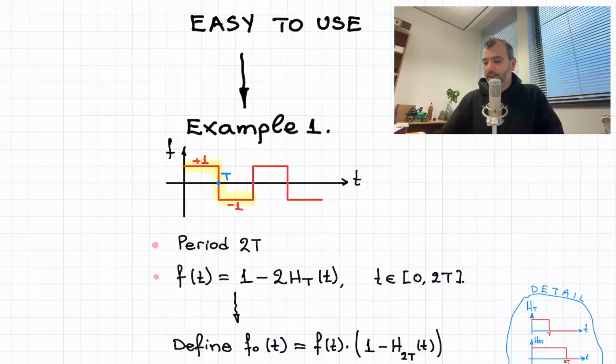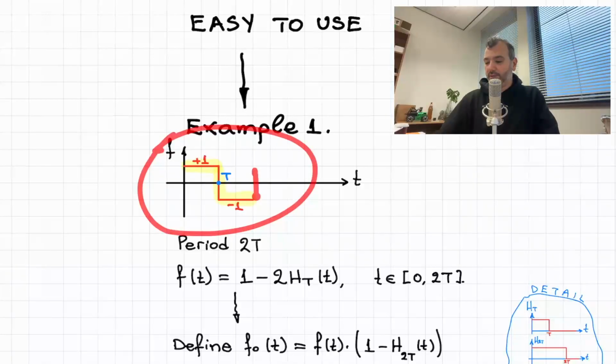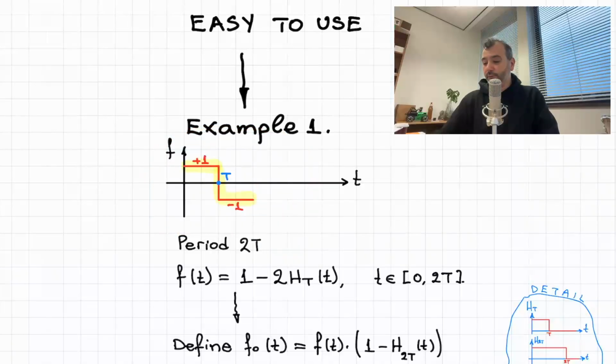The second step is to come up with a formula for f. So this function f is defined piecewise. Let me just delete everything after 2T. All we care about is this part of the function from 0 to time 2T. So a formula that describes this function, which is defined piecewise, is 1 minus 2 times the Heaviside function with parameter T.